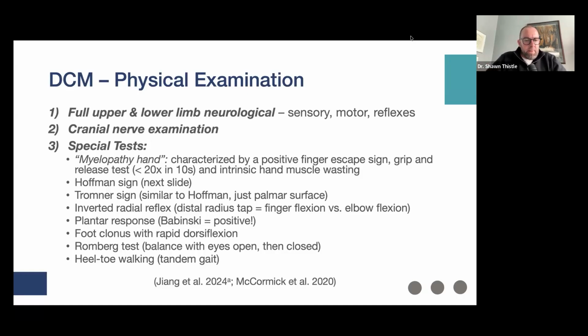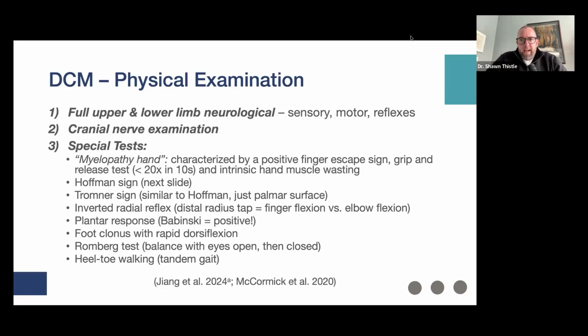Then we have things from a special test perspective like Hoffman and Tromner. I'll show you the Hoffman sign in a moment just to review. And then there's the inverted radial reflex where you do a distal radius tap. Instead of seeing elbow flexion, if you aim for the distal brachioradialis tendon, it should flex the elbow a bit. The inverted radial reflex is if you tap there and the fingers go. That just means that the nervous system doesn't know what to do with that information.